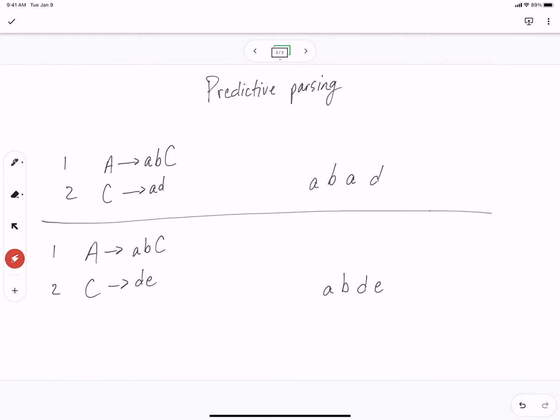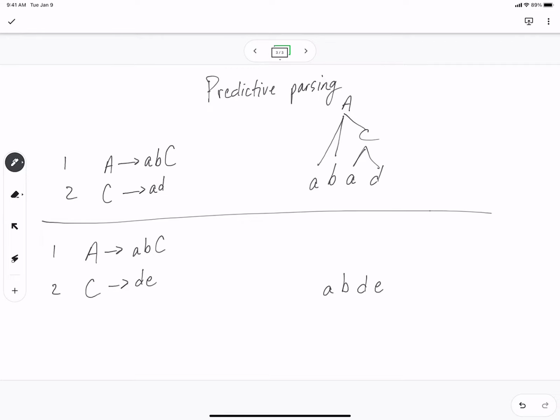Consider the grammar here on the top left and consider the input string here. Let's construct the parse tree. We know that A D, C can take the form of A D, so we make a C from those, and then using rule one, A can take the form of A, B, and then the non-terminal C. So A is A, B, and C.